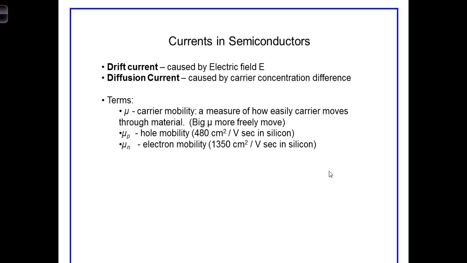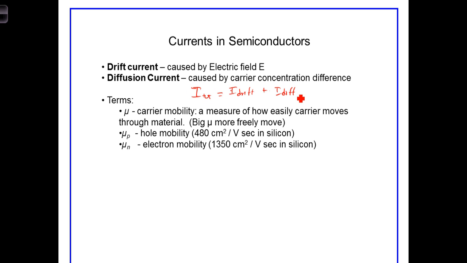And the second component is known as the diffusion current. The diffusion current is the result of a difference in carrier concentrations and the net random movement of charge from an area of higher concentration to lower concentration. The total current, I total, will then equal the current due to drift plus the current due to diffusion.